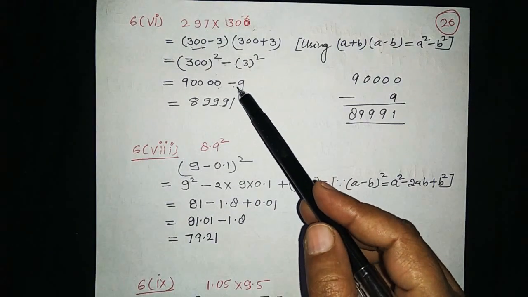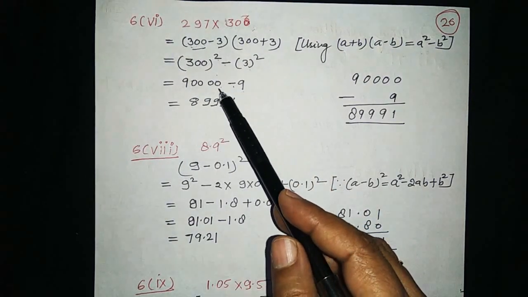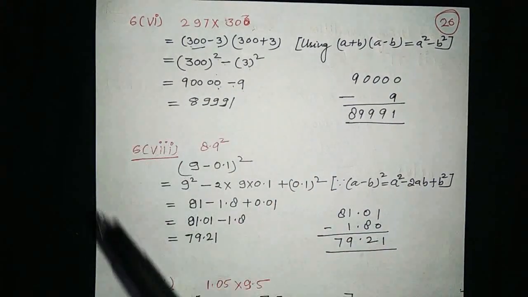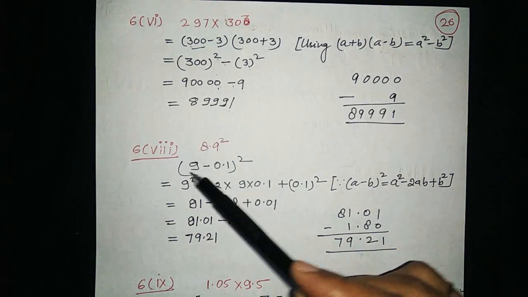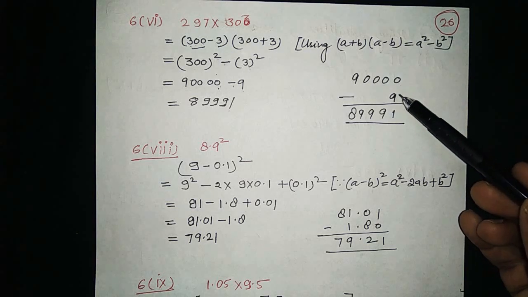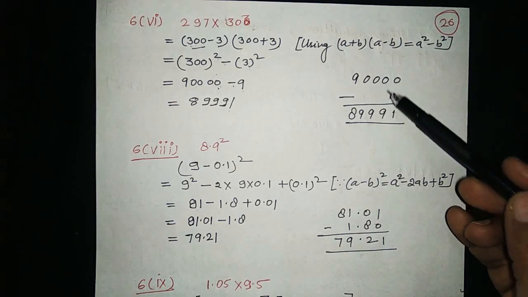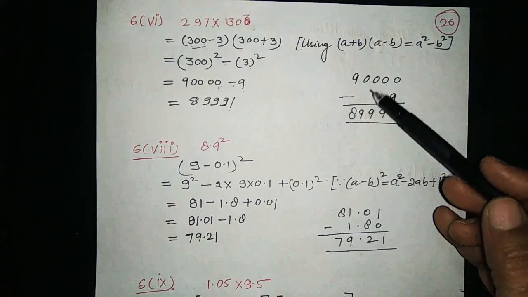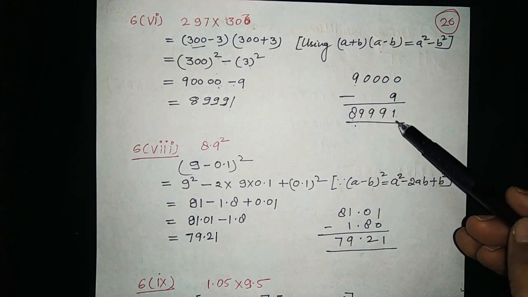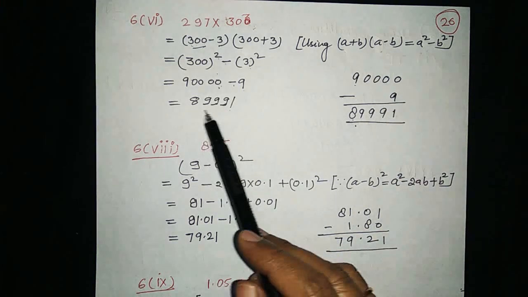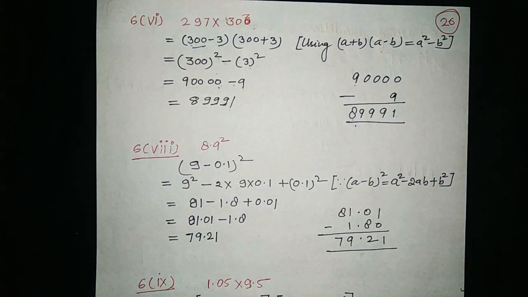Now we will subtract this 9 from 90,000. Okay, you will get this 89,991. Here you can see 10 minus 9, 1, here 9, 9, and here 9. So you will write this answer 89,991 for the product of these two given numbers.